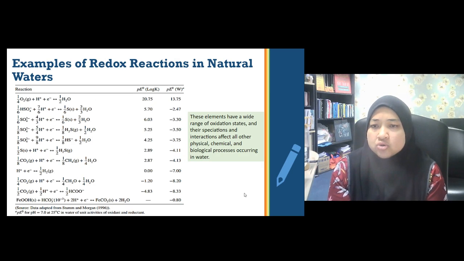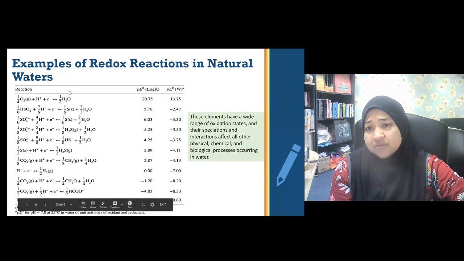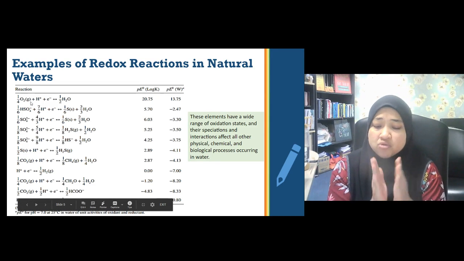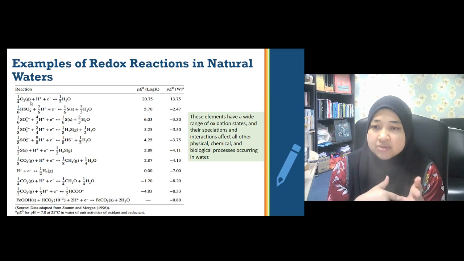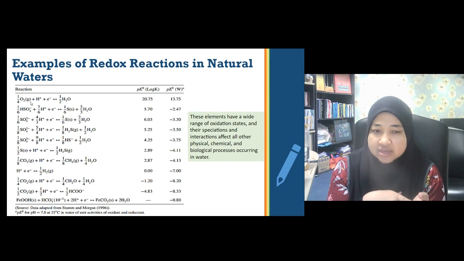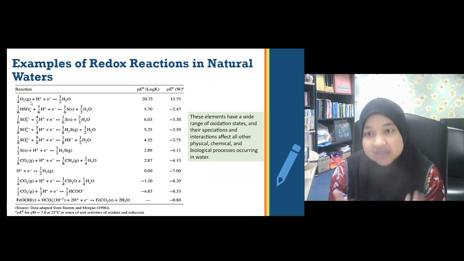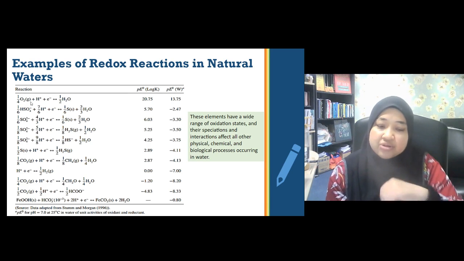This table shows more examples of redox reactions in natural waters. You can see the reaction of oxygen with hydrogen, because in water we have H2O, which means we have oxygen and hydrogen. Not only that, we also have carbon from carbon dioxide. And what else do we have? We have sulfur, iron, and many more, which we call the seawater matrix. These elements have a wide range of oxidation states, and their speciation and interactions affect all other physical, chemical, and biological processes occurring in water.